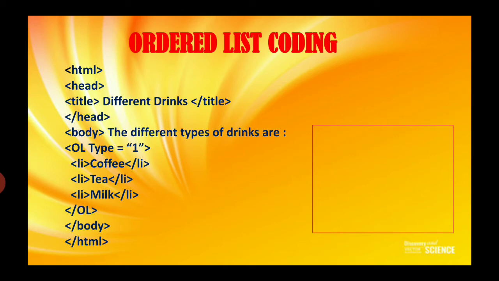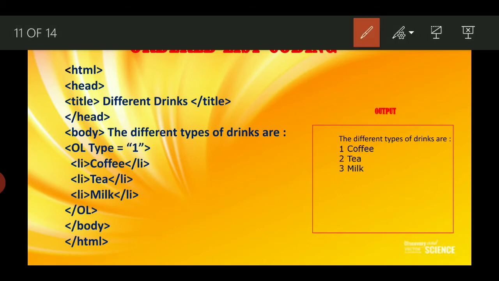So let's see the output. Now see the output. The different types of drinks are, now you see in place of those round buttons, it is now numbers, because you have written type equals 1. So 1, 2 and 3. Now suppose in place of 1, if I write small a, then here it will be A, B, C. Okay, so this is how the coding can be changed if you want.